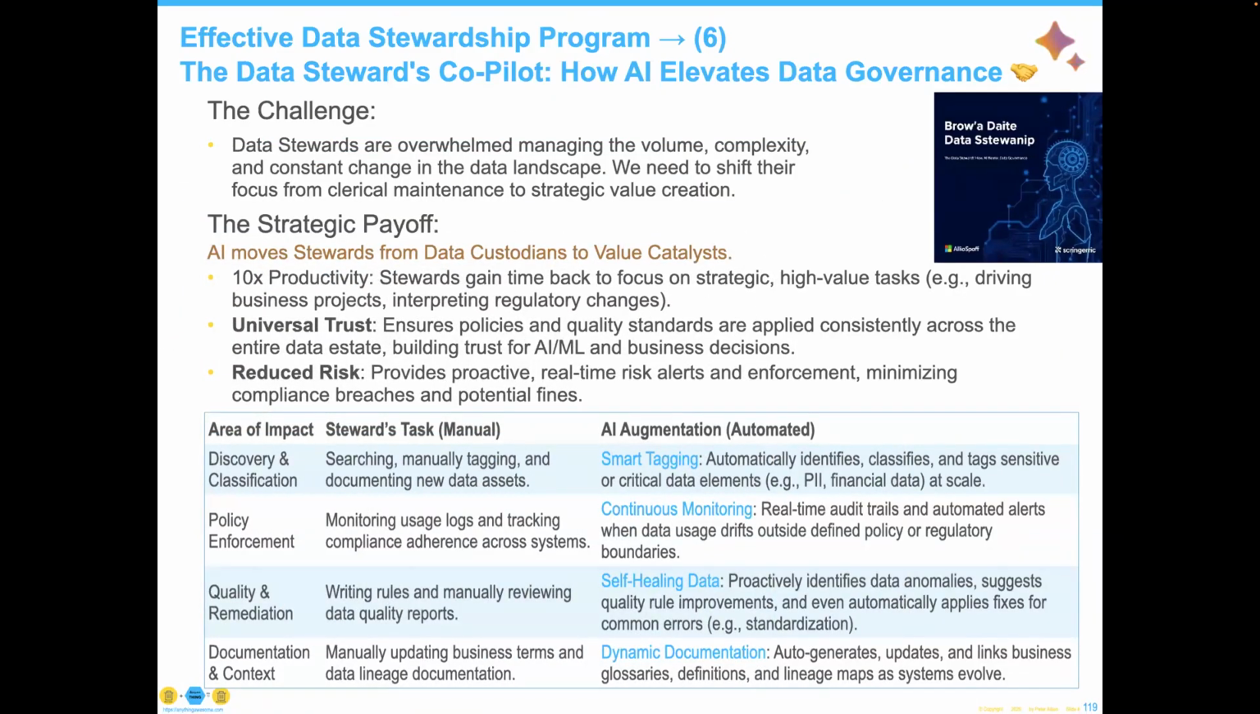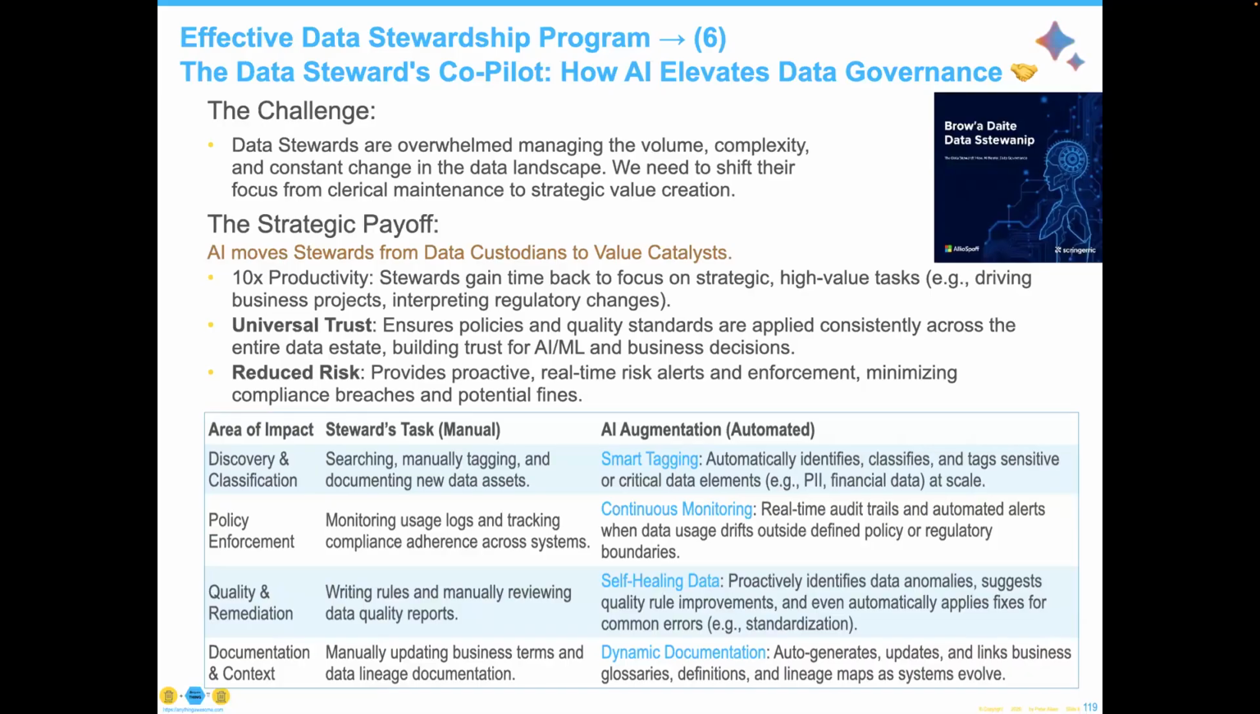Create an effective data stewardship program. Again, discovery and classification, policy enforcement, quality, remediation, document context. Yes, we have seen examples of self-healing data. Okay, back up a little bit here. If some of you have an engineering background, you may remember self-correcting error codes. These are based on mathematical formulas, so that when a packet on the internet comes in damaged, it can either be discarded or sometimes repaired, depending on what happens within certain constraints. You can do that exact same thing at the data level rather than at the packet level.